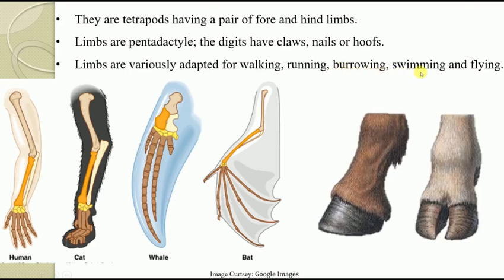Now there are certain aquatic mammals also. For example, you can take the example of the whale, where the limbs are modified for swimming, and you can take the example of the bat, where the limbs are modified for flying. In this way, the limbs show various adaptations to perform different kinds of functions, such as walking, running, burrowing, swimming, and flying.